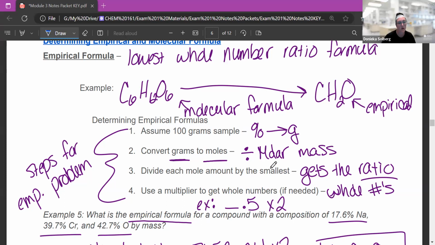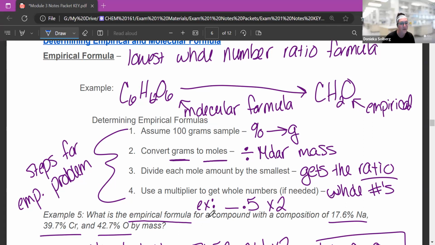Now, if you don't get a whole number, say you got something like 0.5, then that means you're going to have to double everything to get up to whole numbers, because whenever we have an empirical formula, these have to be whole numbers. You can't have 1 carbon to 2.5 hydrogens to 1 oxygen.